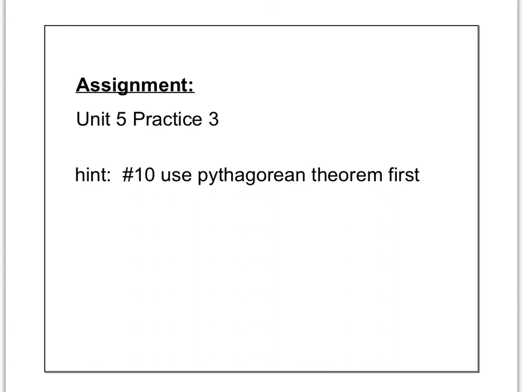So that wraps it up for Unit 5, Notes 3. Now you're going to try the practice. Notice I'm giving you a little hint on number 10. That's a pretty hard one. So maybe when you open that, go to number 10 and make a little note. You have to do Pythagorean theorem first on that one to find one of the side lengths. Remember, Pythagorean theorem is a squared plus b squared equals c squared. So you have to do that first, and then you'll set up a proportion.